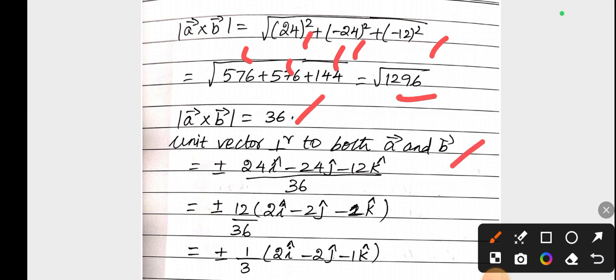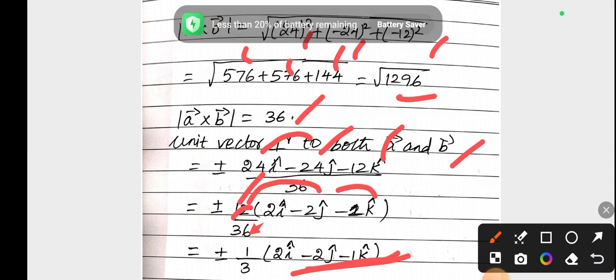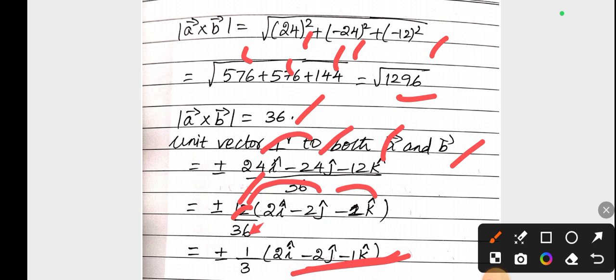Unit vector perpendicular to both a vector and b vector equals plus or minus a vector cross b vector by magnitude of a vector cross b vector. So a cross b, we got the answer 24i minus 24j minus 12k, by magnitude of a cross b, which is 36. Take 12 common, children. 12 2s are 24, 12 2s again, again 2. So 12 and 36 you can cancel. If we are cancelling now, we will get the answer as 1 by 3. Plus or minus 1 by 3, that you have to remember. So clear, check.